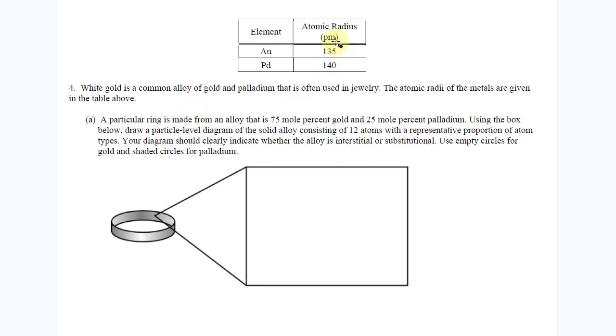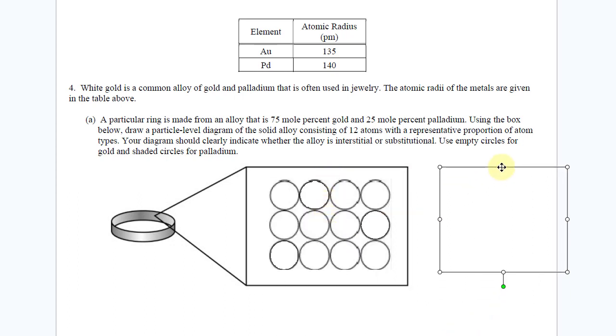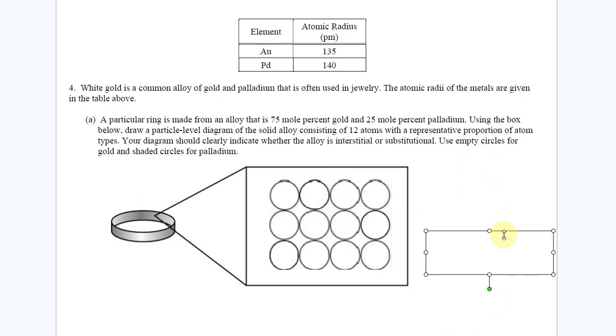And in this case, because the atoms are the same size, we're going to guess that they're going to be substitutional, which it usually is. So here would be our 12 atoms that we've got drawn in. We've set them up as a regular arrangement rather than a liquid, about the same size. You're not going to be able to differentiate 135 from 140. We've got those two parts taken care of.